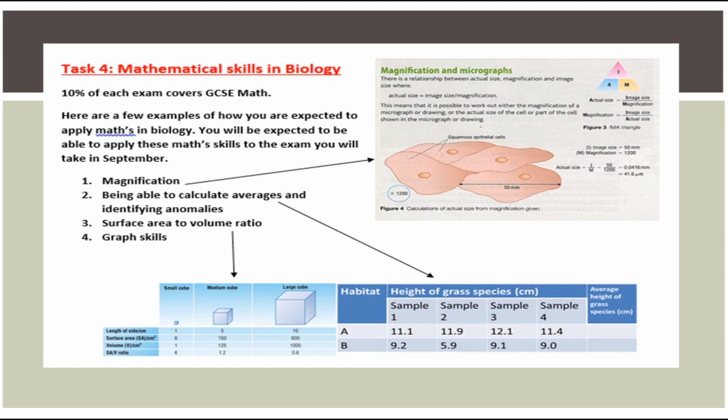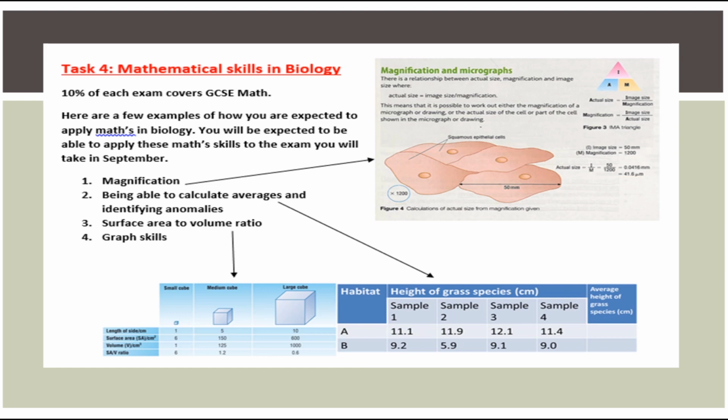At GCSE, in one of your first topics, you would learn how to calculate the magnification of a cell using either its actual cell size or its image size. You'll also be expected to calculate averages and identify anomalies. Be able to calculate surface area to volume ratio of both these shapes as well as spheres. Graph skills also lead into the activity that I'd like you to do for task 4.